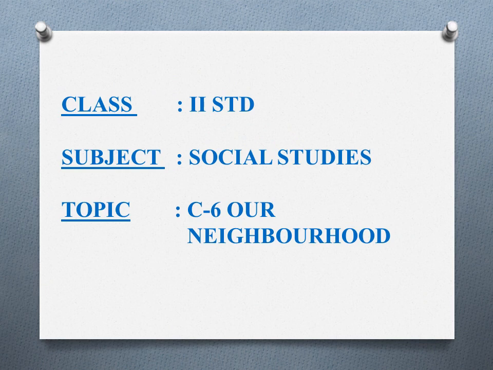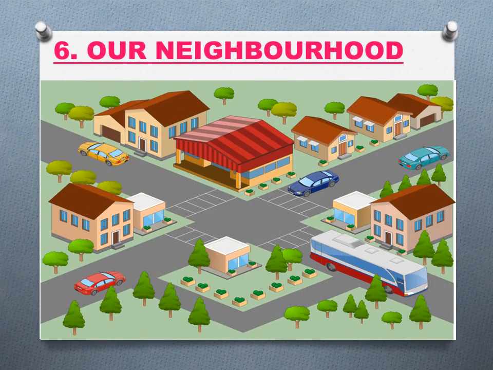Class 2nd standard, subject social studies. Now we came to chapter 6, that is our neighborhood. Now children, what do you mean by neighborhood? Neighborhood means the places or the people, whatever surrounds us, including all the types of buildings, environments, people, friends, everything that surrounds us, we call it a neighborhood.